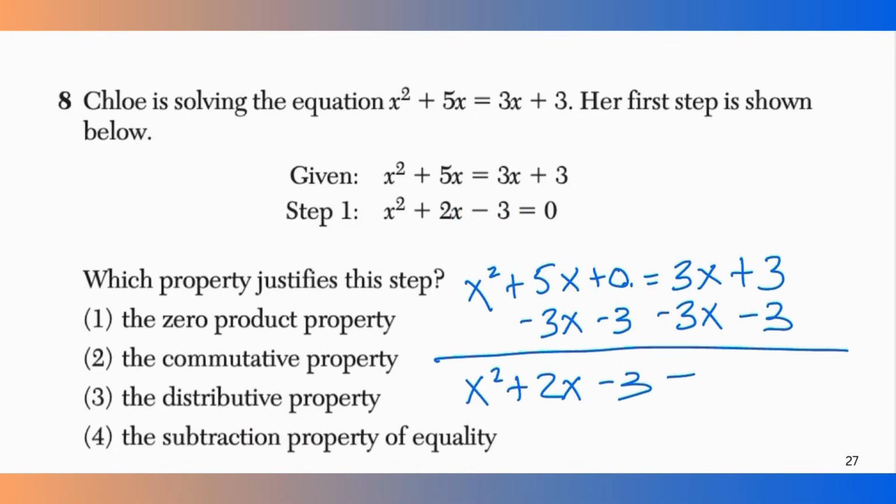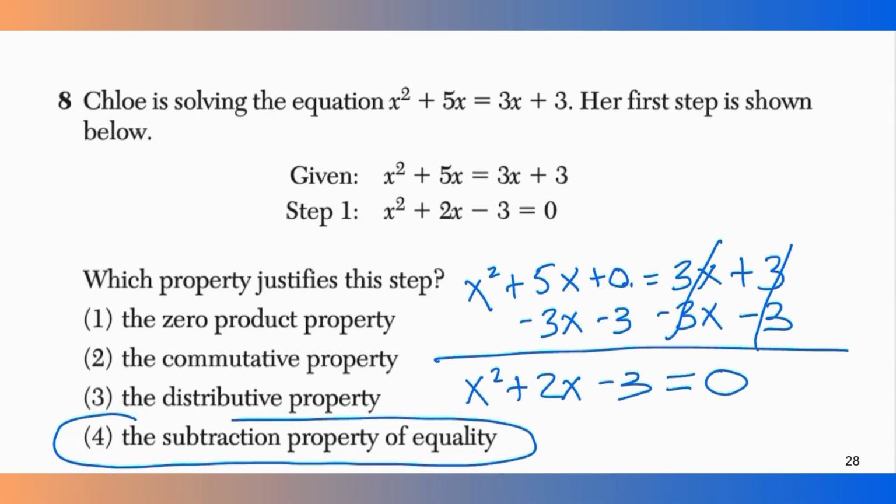And then all of that equals 0 because on the right side, 3x minus 3x is 0 and 3 minus 3 is 0. And so what did she do? She subtracted 3x on both sides and she subtracted 3 on both sides. So that is going to be answer choice number 4, subtraction property of equality.